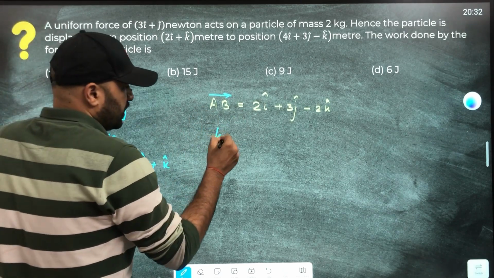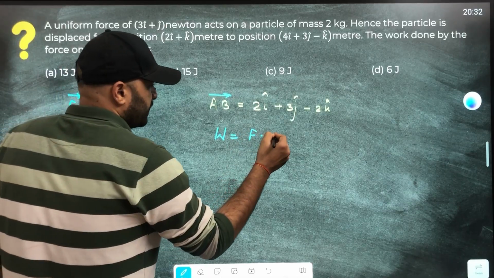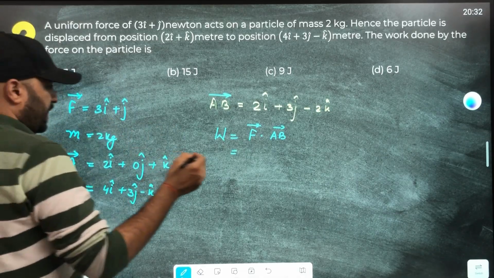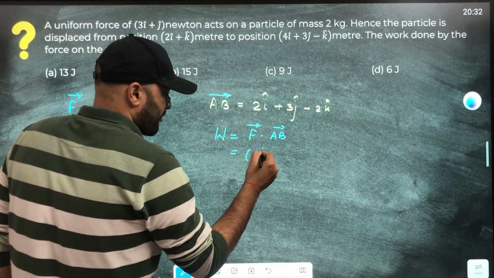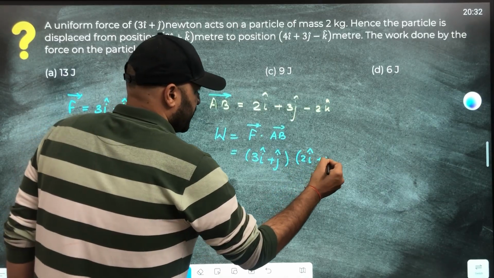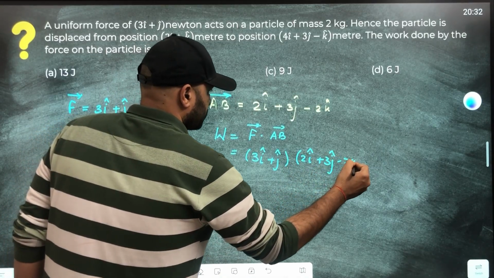Now, what will be your work done? Our work done will be force dot displacement AB, correct? Let's find the dot product here. So force here is 3i plus j, and displacement here will be 2i plus 3j minus 2k. I hope this is clear.